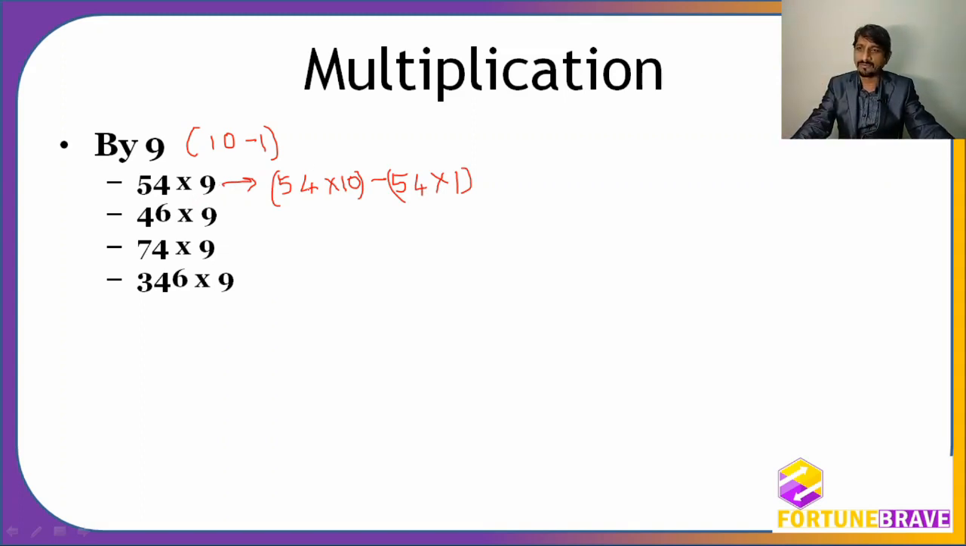Now, 54 into 10 is what? Any number multiplied by 10 is very easy. You only write the 0 in front of that number, right? And what is 54 into 1? Any number into 1 is the number itself. So what I have to do is subtract this number from 540, and you will get 54 into 9. Any number you can do this, and this is very simple.